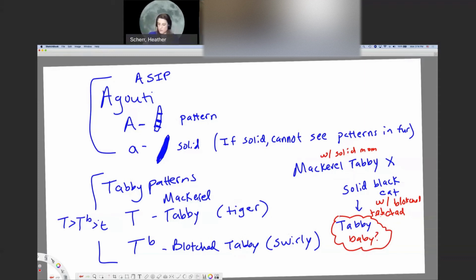All right, so you have a mackerel tabby with a solid mom, solid color coat, and a solid black cat with a blotched tabby dad. What's the probability of getting a tabby baby?